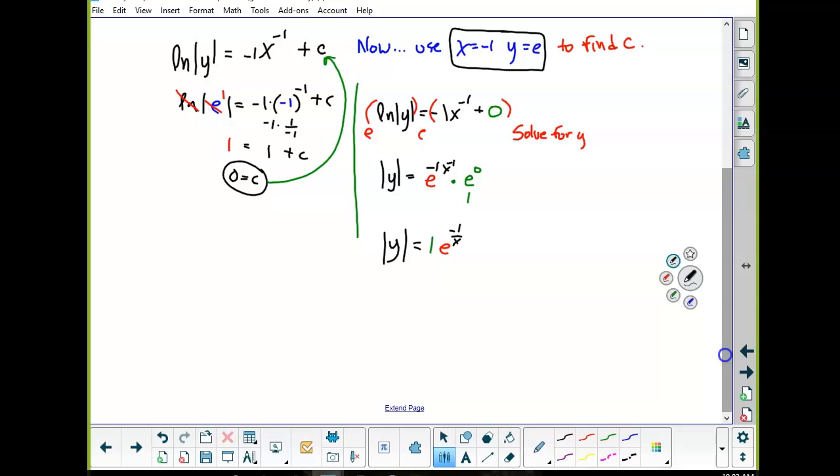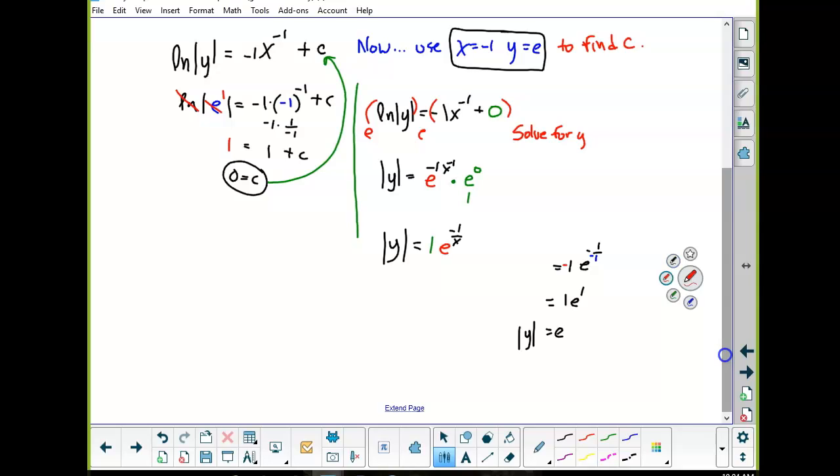Notice, e has to be a positive e. So if I plug in negative 1, you don't have to write this. It's just more showing you. What if I plug in negative 1 right here, and then I simplify? That becomes negative 1 over negative 1, which is positive 1, which becomes e. So notice, y is equal to the absolute value of e.